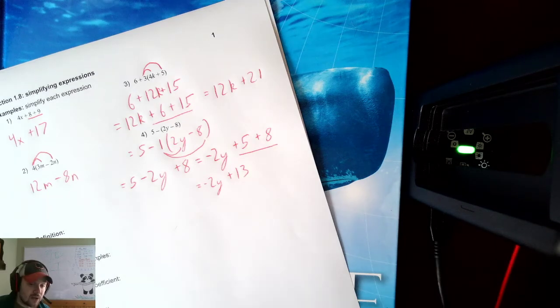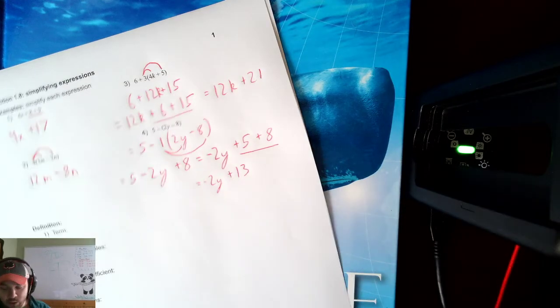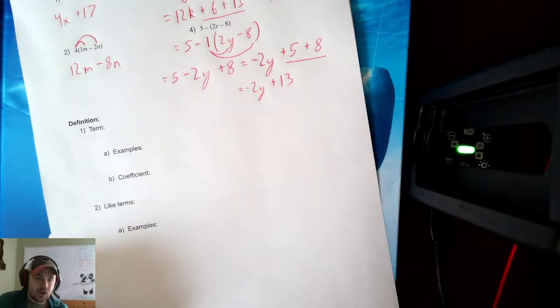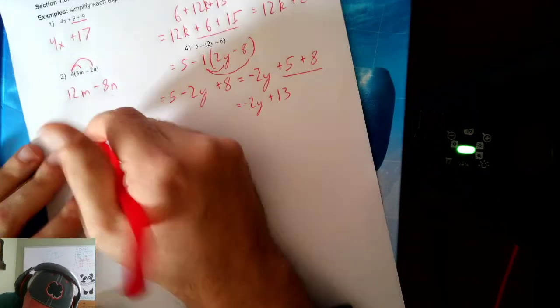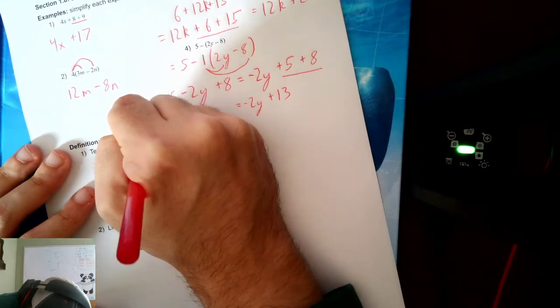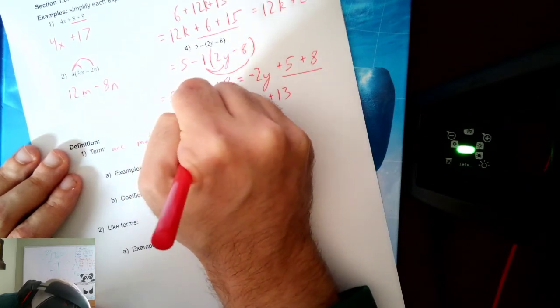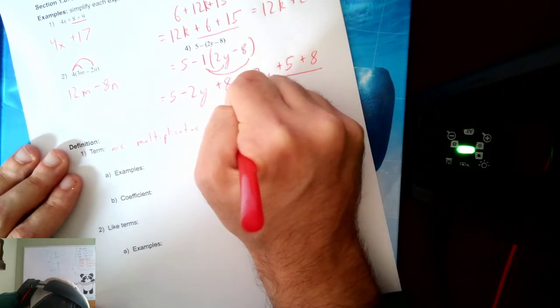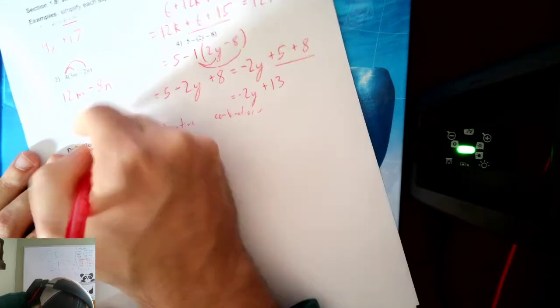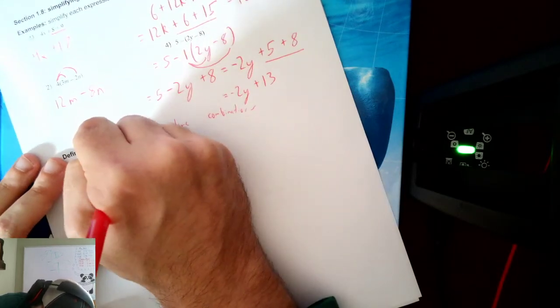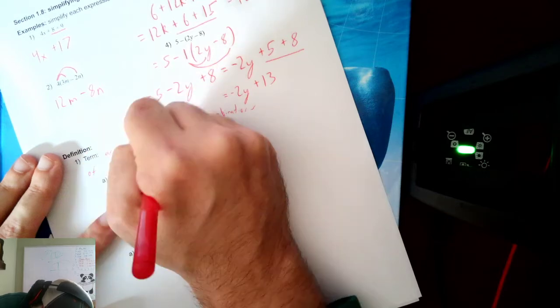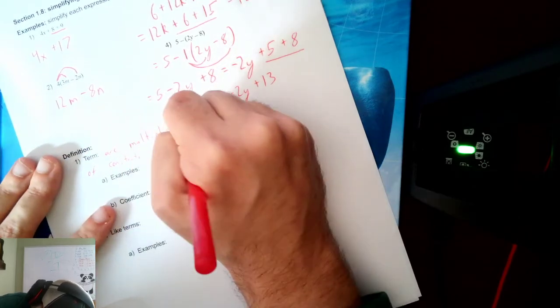And that's what we're going to focus on today, is how to simplify expressions as much as we can. And for that, we've got two definitions we want to start with. Terms. Terms are multiplicative combinations of constants and/or variables.